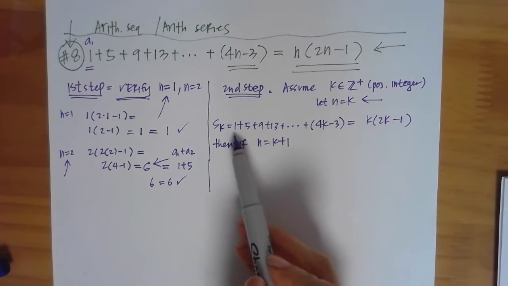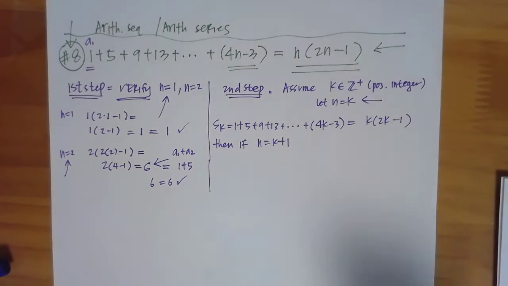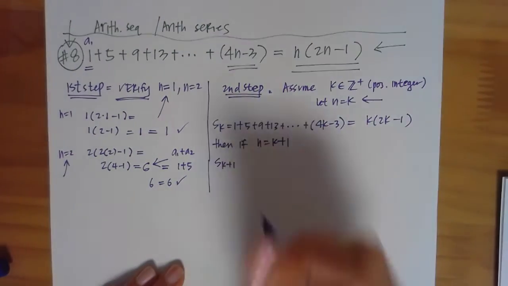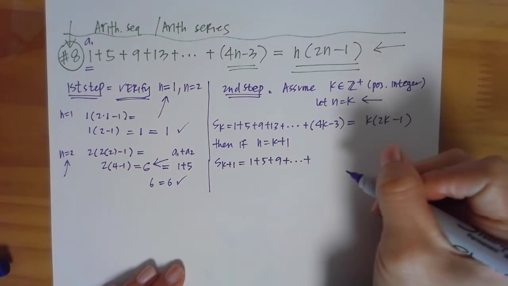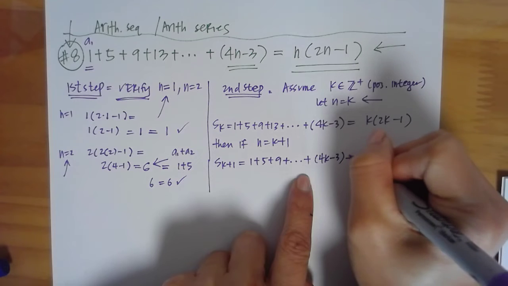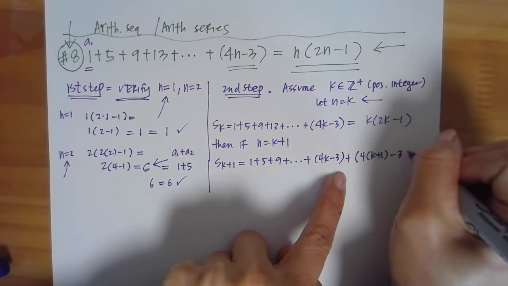We're saying that if we put any k, this is true. That means if n is k plus 1, the next one in this series, then it's also true. So s sub k plus 1 is equal to 1 plus 5 plus 9 plus ... plus 4k minus 3 plus 4(k plus 1) minus 3.